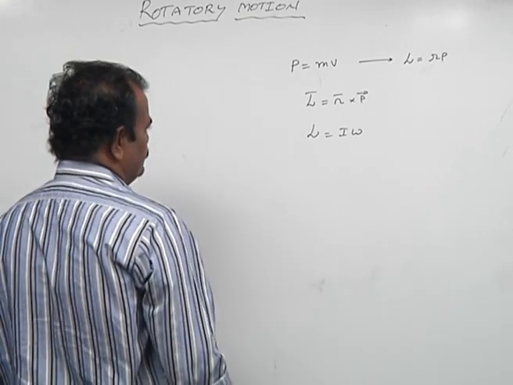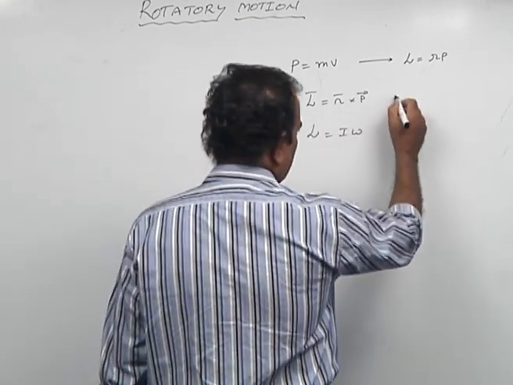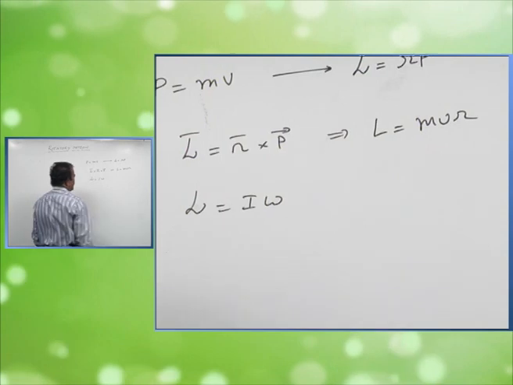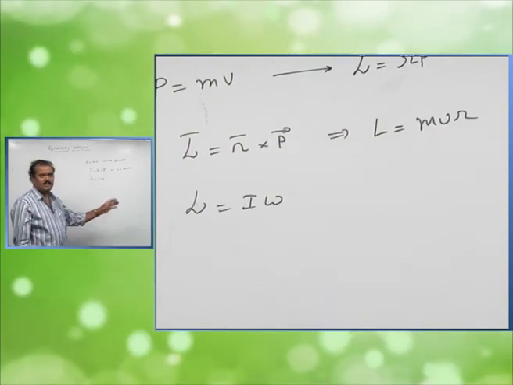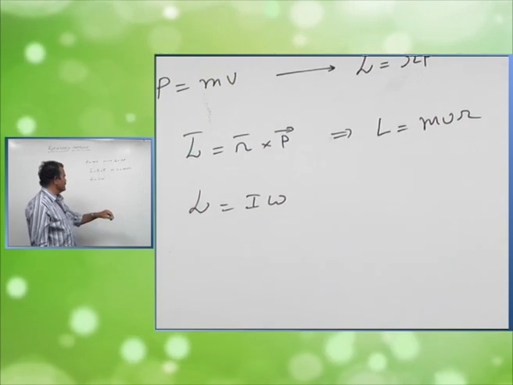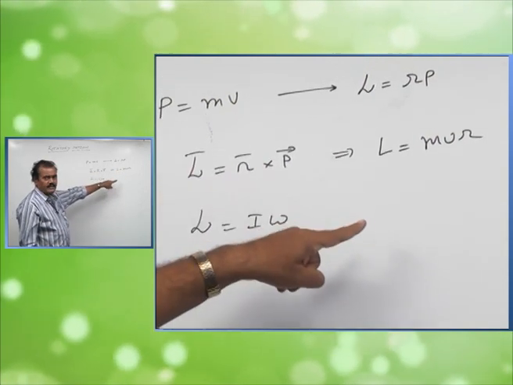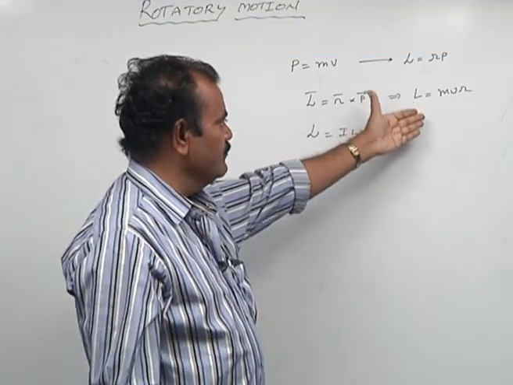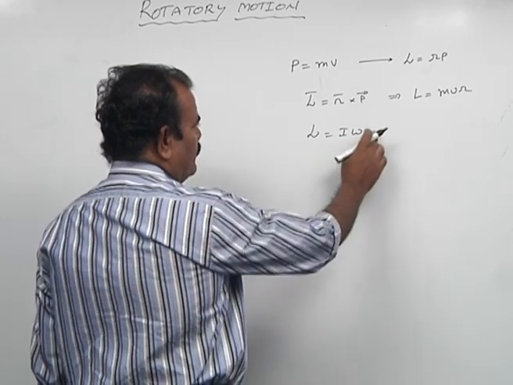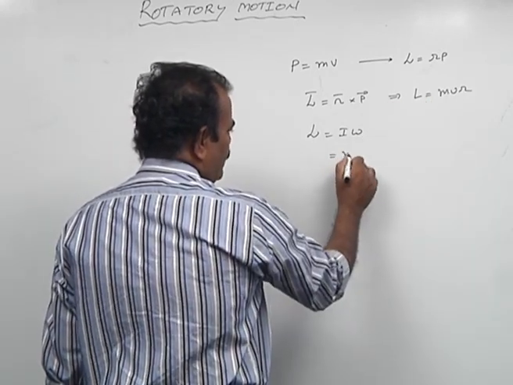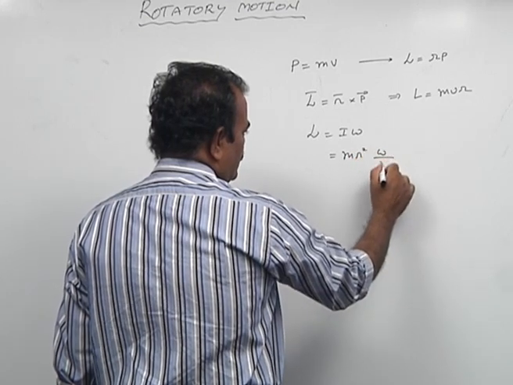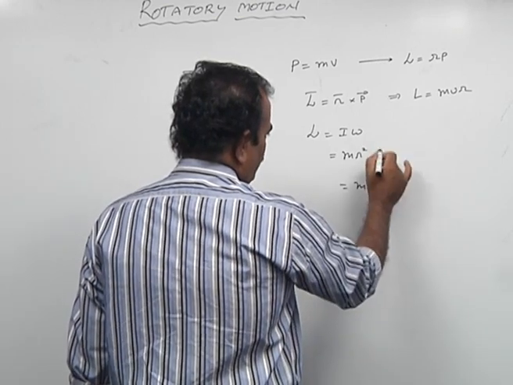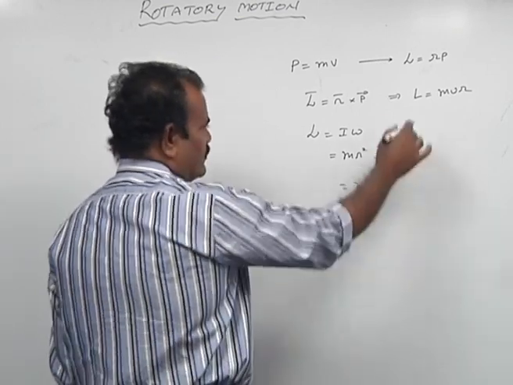Now L bar is equal to R bar cross P bar implies L is equal to MVR. Unless otherwise mentioned, we always take theta as 90 degrees. Actually it comes as R P sine theta. When theta is taken as 90 degrees, it becomes RP only, and thereafter it will be MVR. Now L is equal to I omega, and both are the same, because I is equal to m r square and omega is equal to V by R, and thereafter it becomes MVR. So both are the same.